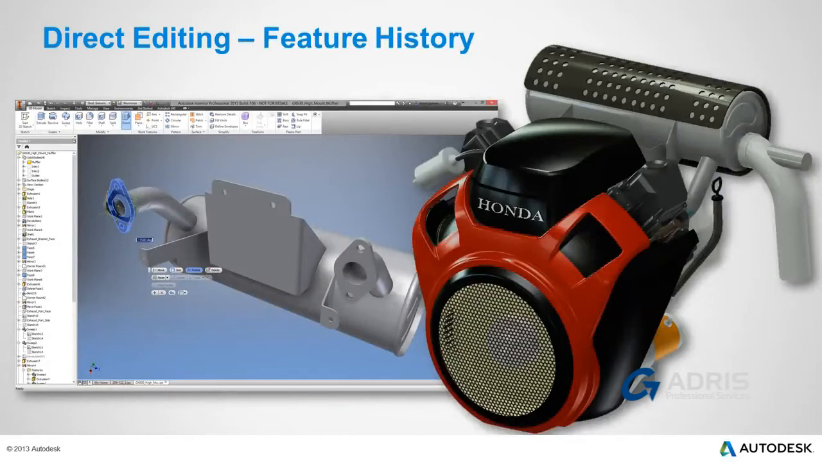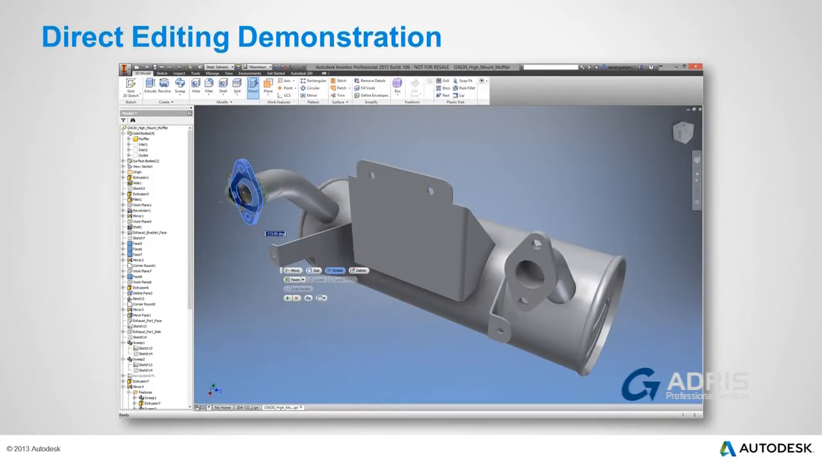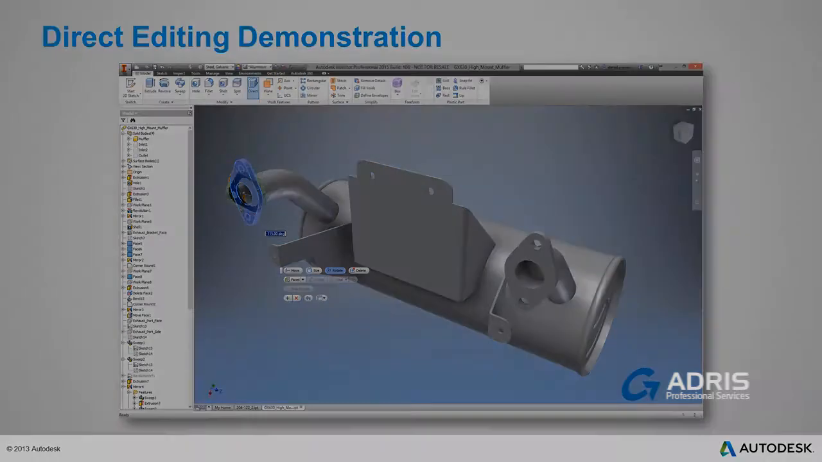Another advantage of utilizing direct editing is how well it integrates with the existing feature history when working on native Inventor components. Each one of the edits, or changes, which is made utilizing the direct editing tools, is saved in the feature history. And with that, let's go ahead and take a look now at a couple of examples of direct editing.